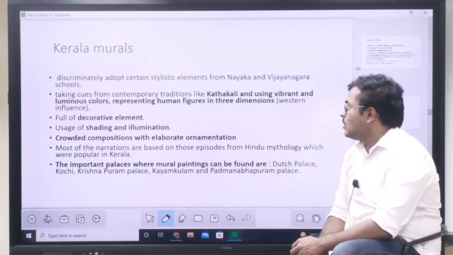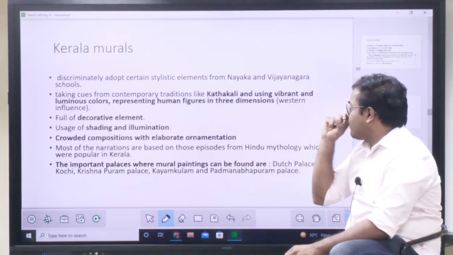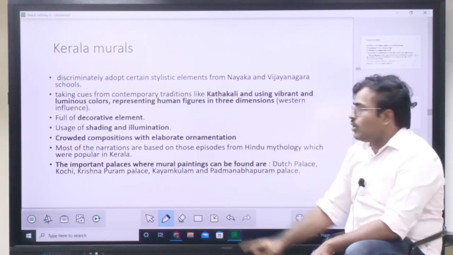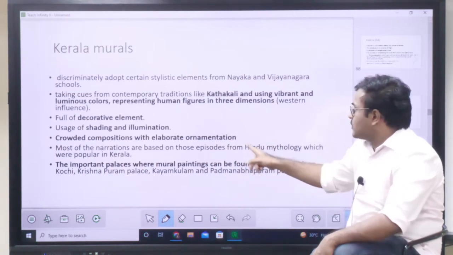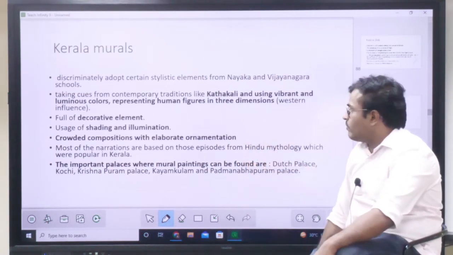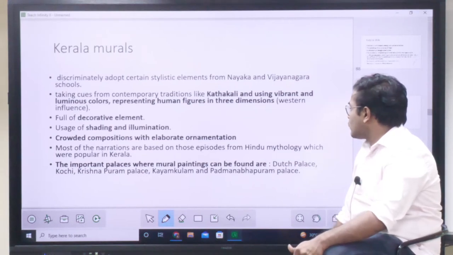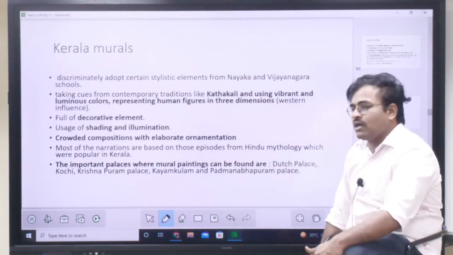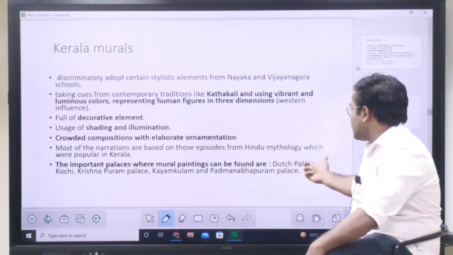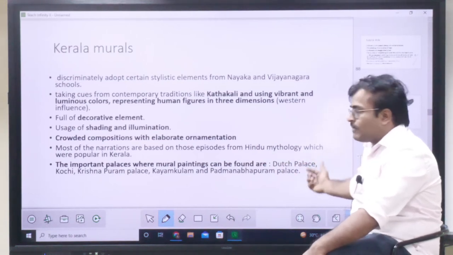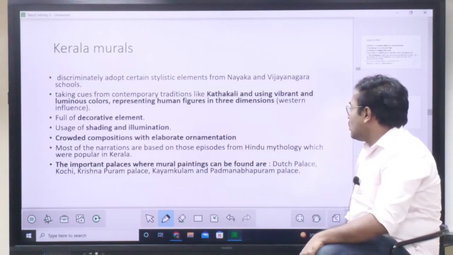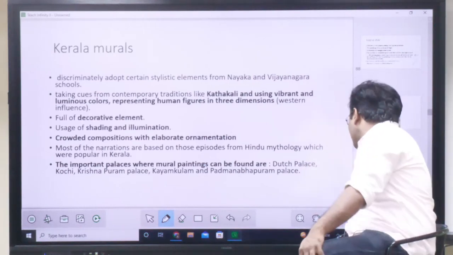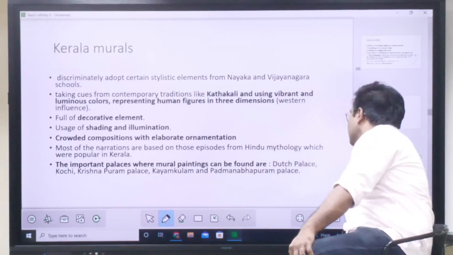I'll show the images too. Then representing human figures in three dimensions, Western influence, full of decorative elements, usage of shading and illumination, crowded compositions with elaborate ornamentation. Most of these narrations are based on those episodes from Hindu mythology which were popular in Kerala. The main paintings are present in the Dutch Palace, also known as Mattancherry Palace at Kochi, then Krishnapuram Palace, Kayamkulam Palace and Padmanabhapuram Palace are the main places where this tradition is present.